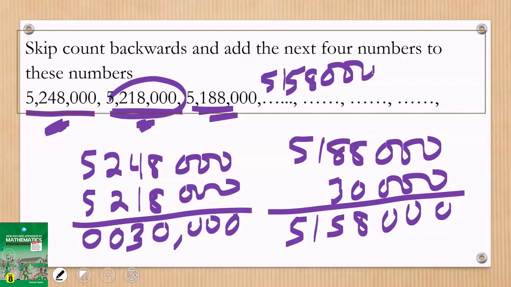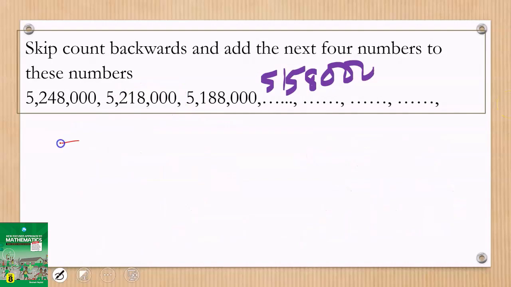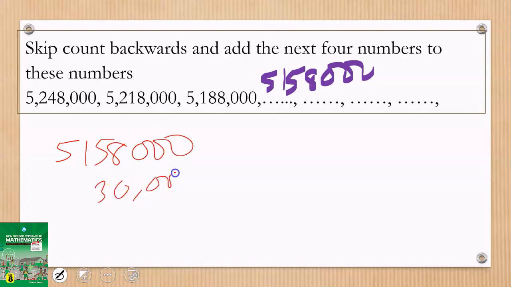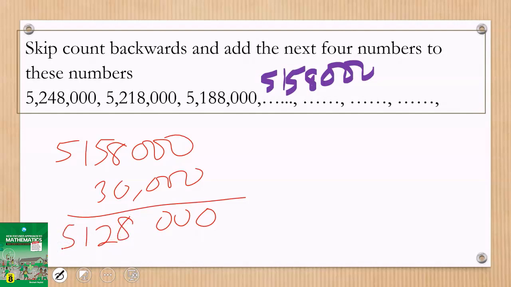If you want to do the next one, again we'll do 30,000 subtraction from 5,188,000. So if I have 5,188,000 and I subtract 30,000, then I have 000 here. Then I'll have my 8 here, I have 2 here, 1, and then 5. So I'm going to get 5,158,000. So that's the next number that should follow, right?